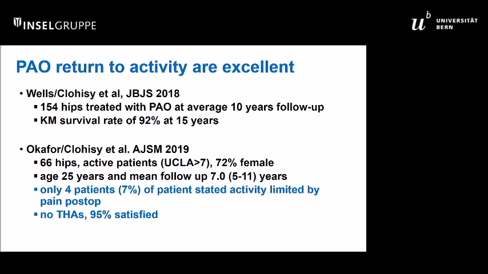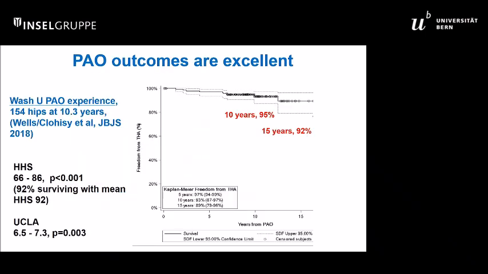The outcomes of PAO are excellent, certainly from work here, as well as our work in WashU, 92% survivorship at 15 years. We see excellent outcomes in terms of activity restriction, so these patients can get back to high level of activities, 93% reporting satisfaction with their level of activity in our study. Here's our survivorship, 10 years, 15 years, and now we're in the process of looking at 20 years, very good and a durable treatment outcome.